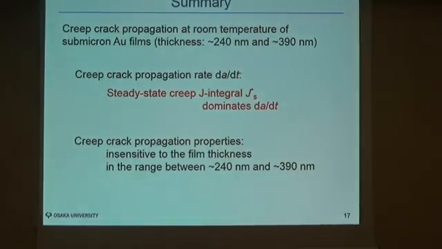So finally, I'd like to summarize my talk. In this study, we investigated the creep crack propagation behavior at room temperature of submicron gold film. And the main findings of the study are as follows. First, the steady-state creep J integral J*_S is the dominant mechanical parameter that characterizes the creep crack propagation rate da/dt. And second, the creep crack propagation properties are insensitive to the film thickness, at least in the thickness range between 240 and 390 nanometers. So that's all I'd like to say today.